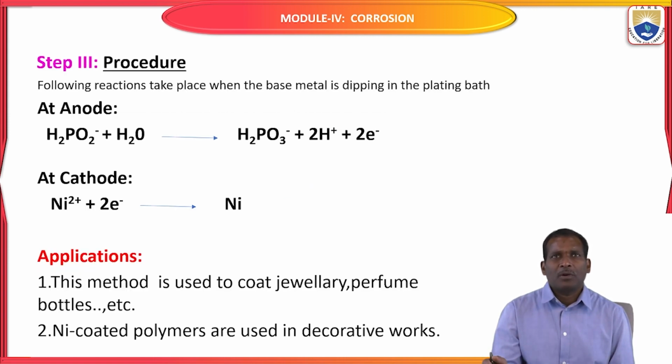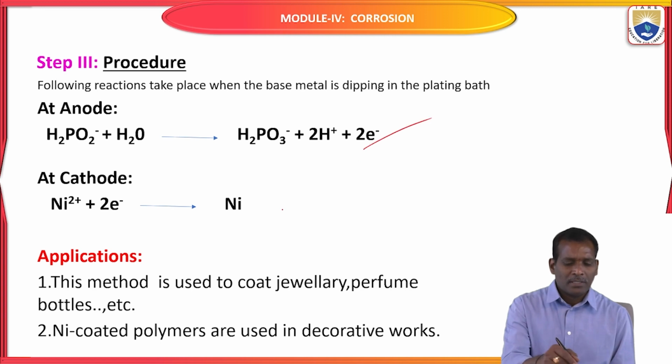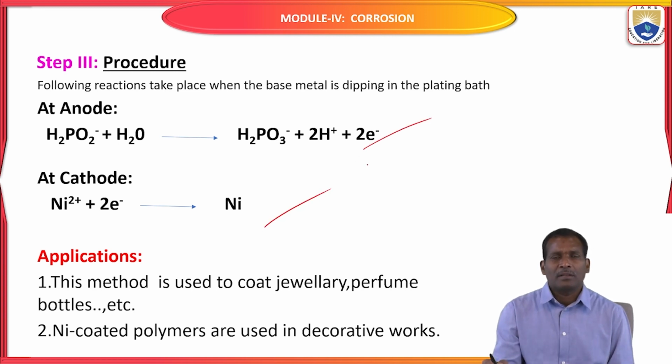Step 3 is the process. The following reactions take place when the base metal is dipped in the plating bath. Due to these reactions, the coating metal is applied. The equations at the anode and at the cathode are shown. This method is used to coat jewelry, perfume bottles, etc., and nickel coated polymers are used in decorative works, which are the major applications.